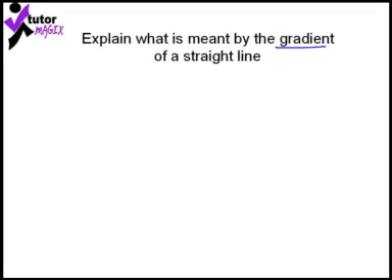Explain what is meant by the gradient of a straight line. Now we know that the standard formula for a straight line graph is y equals ax plus q, where q is the y-intercept. In other words, that's the point at which the straight line passes through the y-axis. And we have a as the gradient.